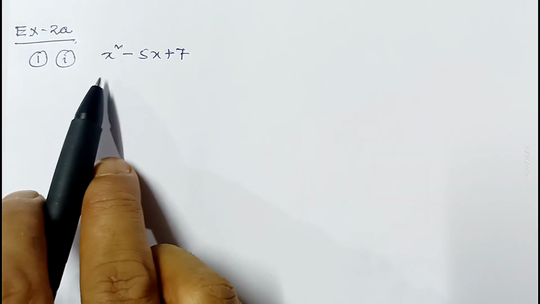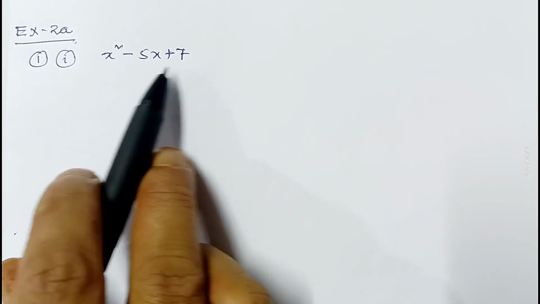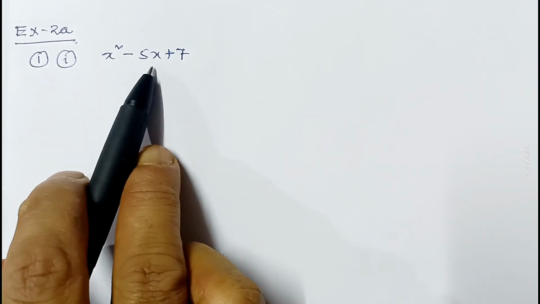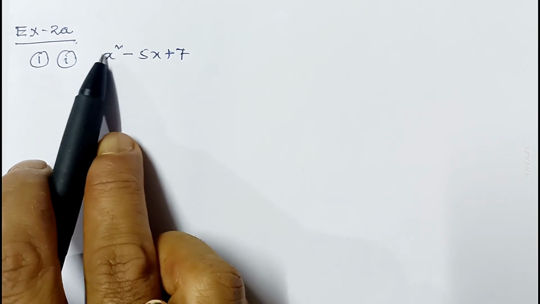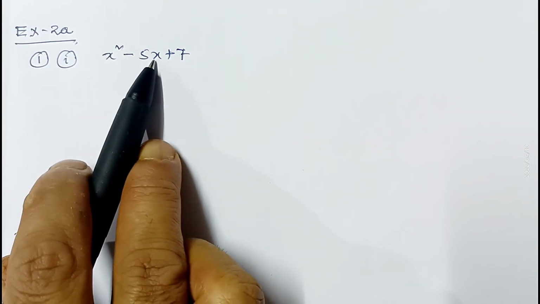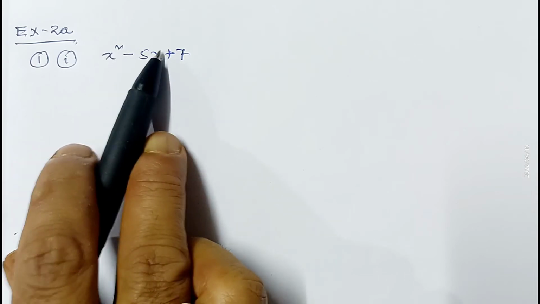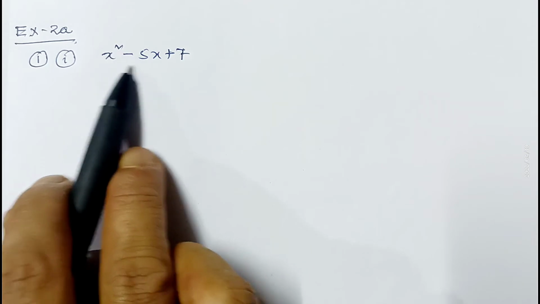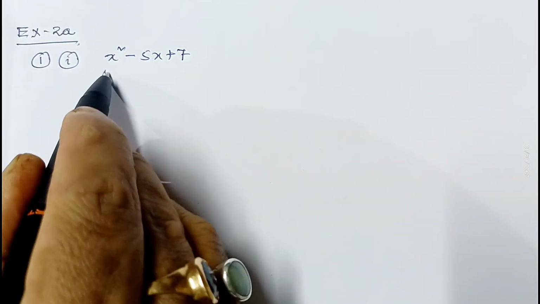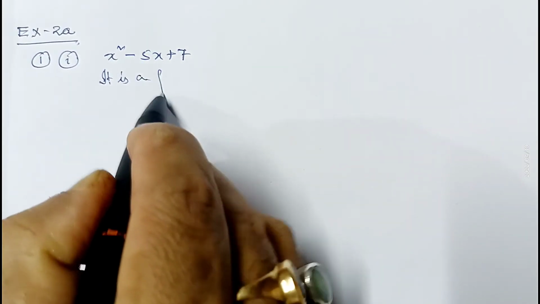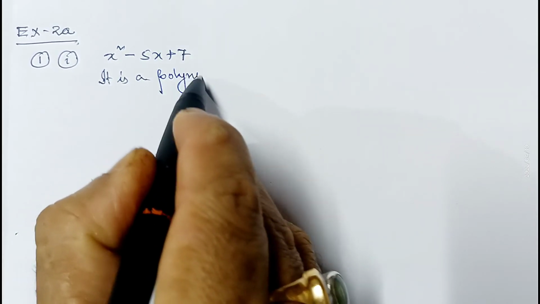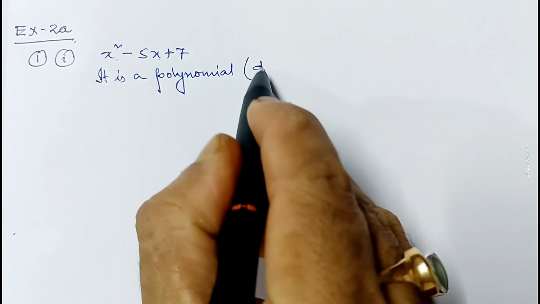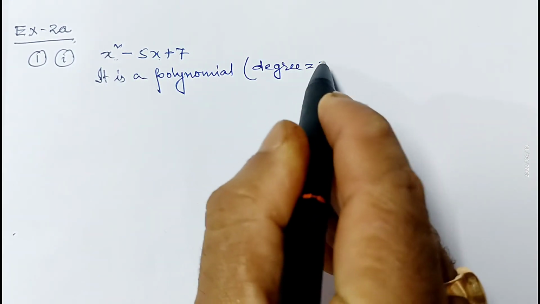In question number 1, it is given x square minus 5x plus 7, and we have to check whether it is a polynomial. Here the variable is x, the power of x is 2, and here the power of x is 1. Since 1 and 2 are whole numbers, it's a polynomial in x, and the degree is 2 because the maximum power of the variable is 2. In the bracket you write degree equals 2.